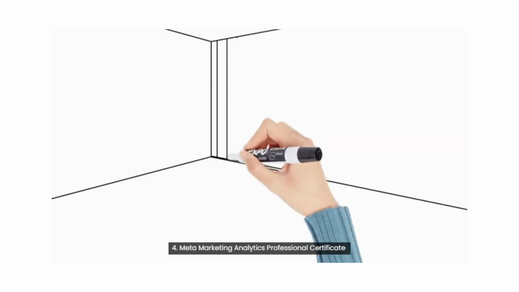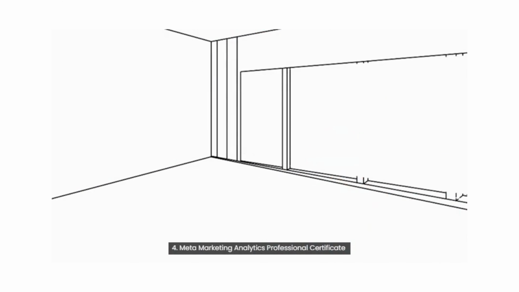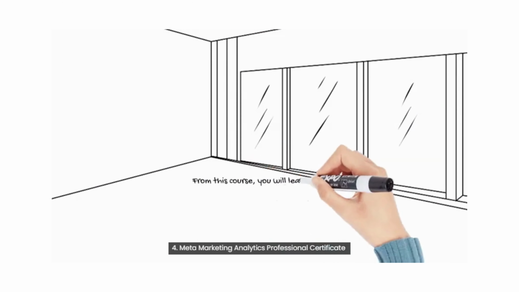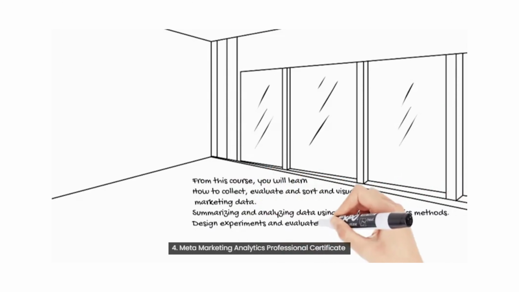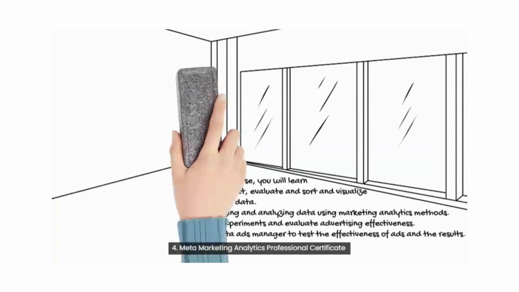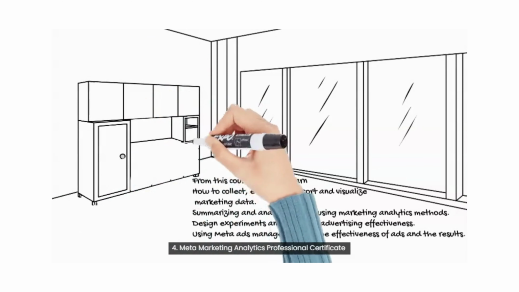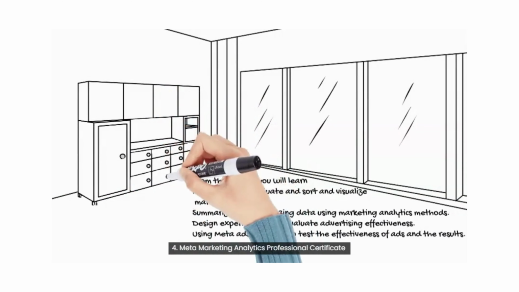Fourth course, Meta Marketing Analytics Professional Certificate. This is a paid course from CourseAvatar designed for anyone looking to gain technical skills to kickstart a career as a marketing analyst. From this course, you will learn how to collect, evaluate, sort, and visualize marketing data.